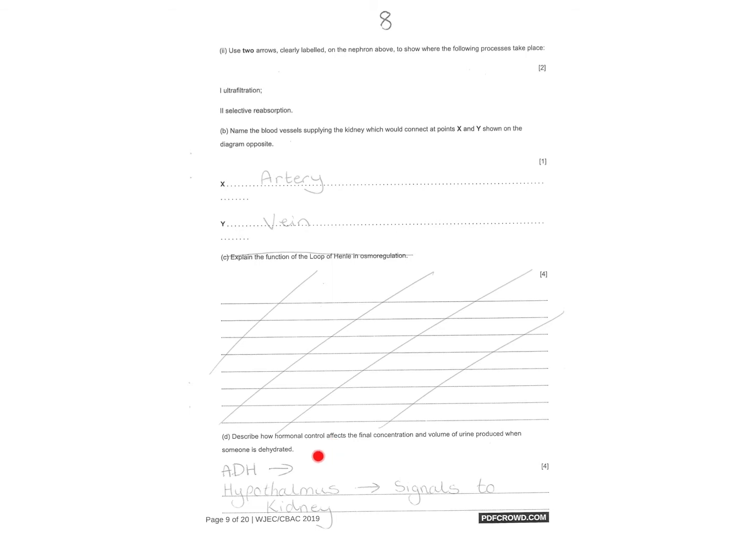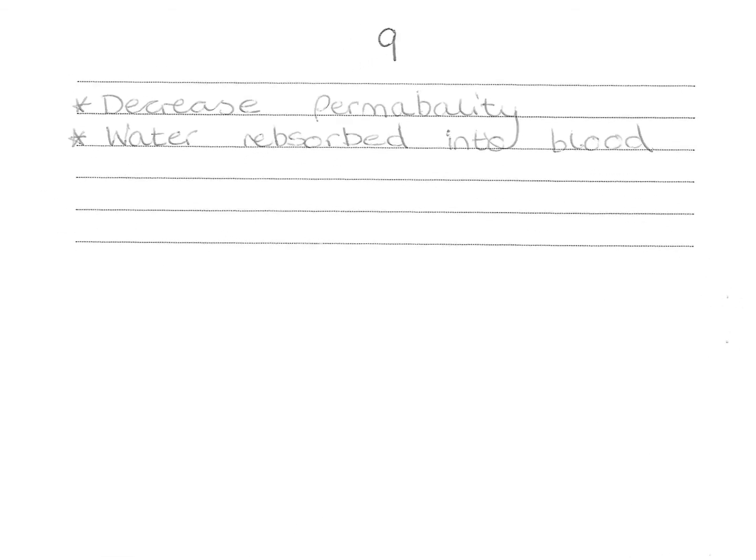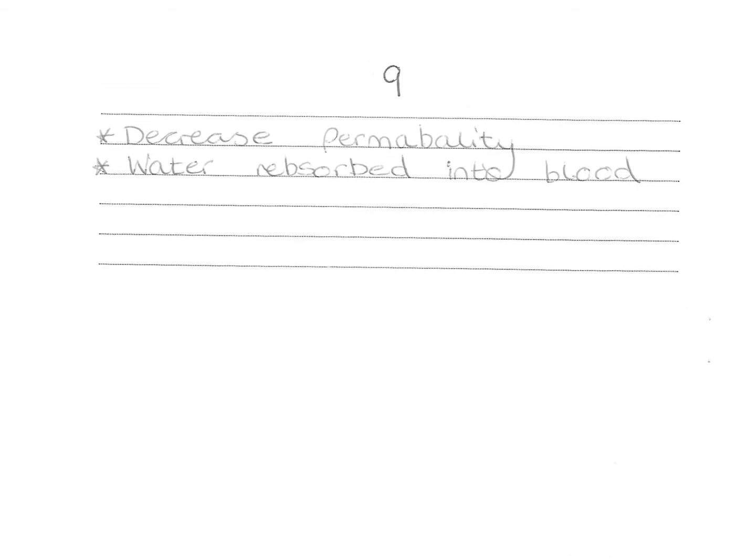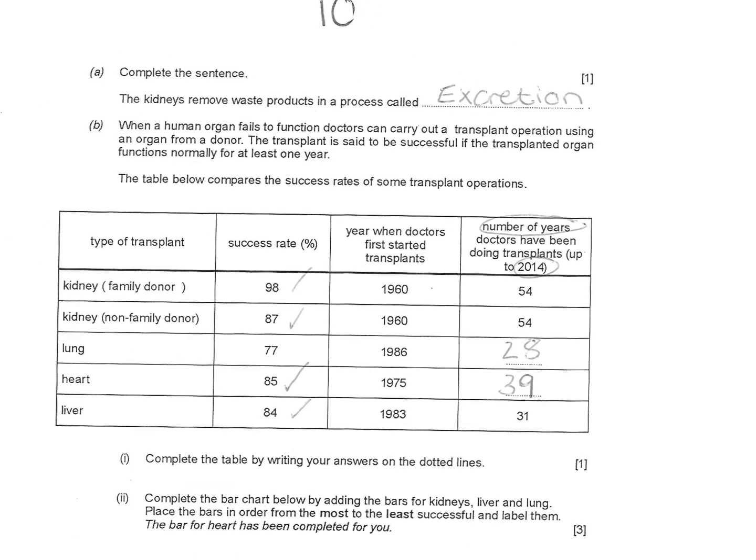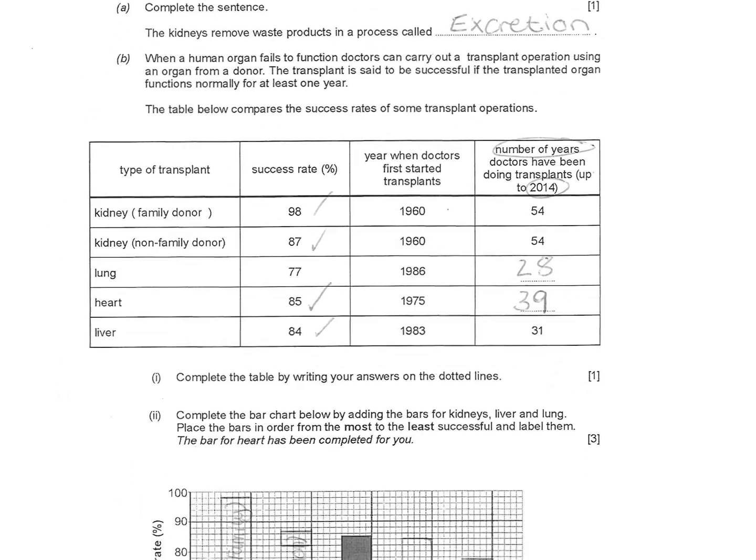Describe how a hormone affects it. ADH signals to the kidneys when you're dehydrated. Increased permeability, so that means that they will not keep the water in the kidneys, they'll give it back to the blood, so your urine will become more concentrated. Name the process that removes waste products from the kidney: excretion.